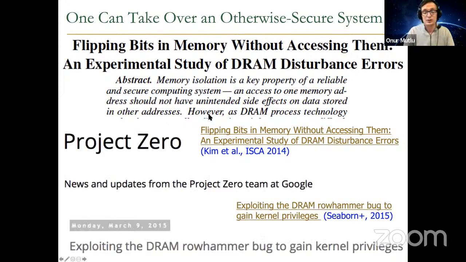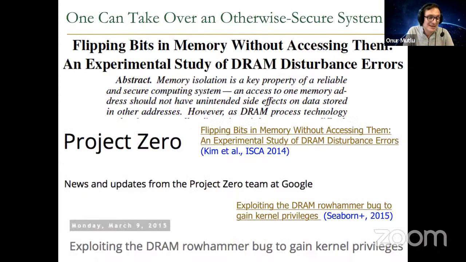And later, Google Project Zero folks showed exactly that. They basically exploited these row hammer bit flips as a user level program to take over the system by breaching memory isolation and getting access to the page table of the program such that you can modify the page table. So hopefully that's interesting.